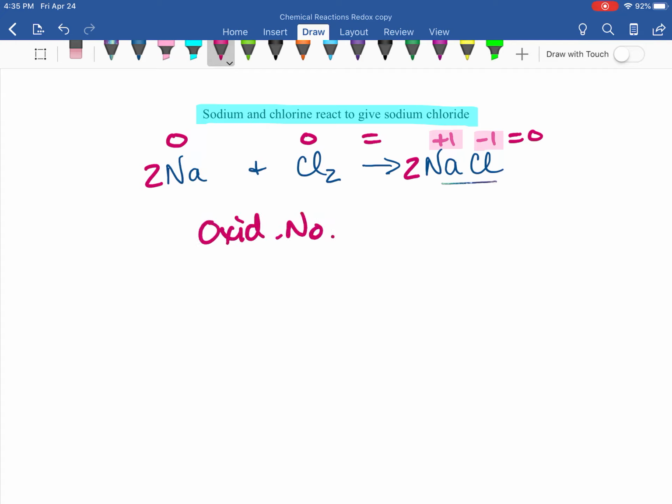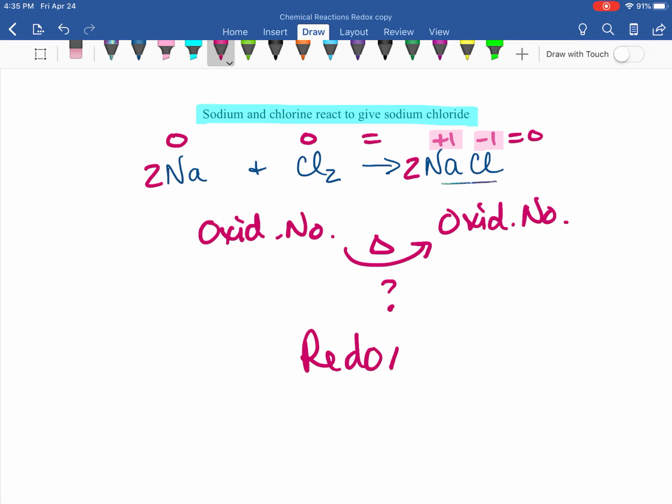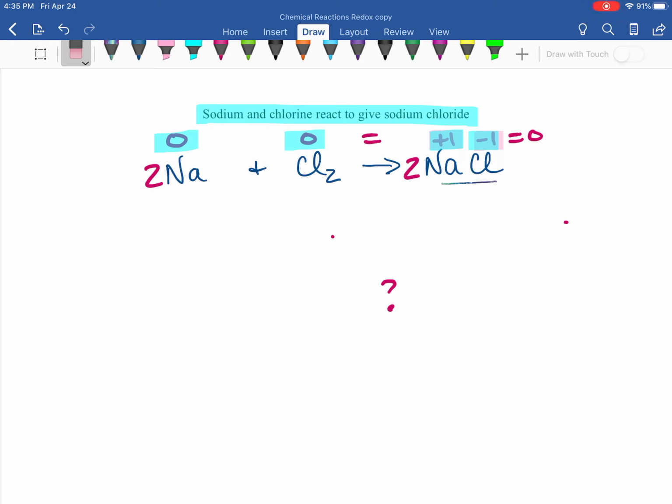Well, that is our first definition. Let's give ourselves some space here. If your oxidation numbers change from one side of your reaction, from your reactant side to your product side, did they just change? Then you have a redox reaction. So indeed, our oxidation numbers did change. We have zeros over here and plus and minus 1 over there. Absolutely changed. That means electrons were flowing in this reaction. This is a redox reaction.